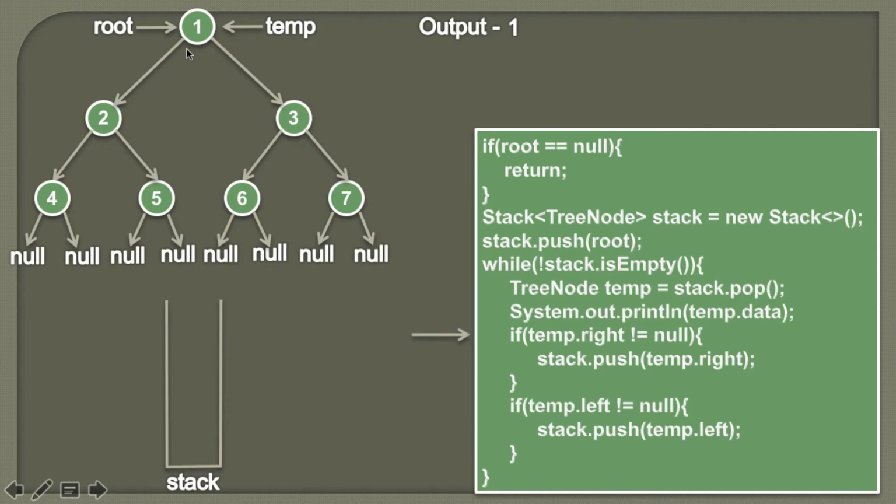So friends, we have processed this node, and now we will process its left subtree and then its right subtree. In order to do that, we are first putting the right node on the stack, and then we are putting the left node on the stack, because when we pop, we'll first pop out the left node and then we'll pop out the right node. In order to do that, we are first checking whether temp right is equal to null or not. Currently temp right is not equal to null. Therefore we'll push the node having data as 3 on the stack.